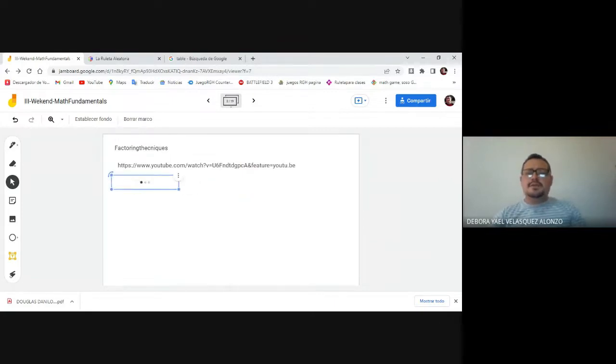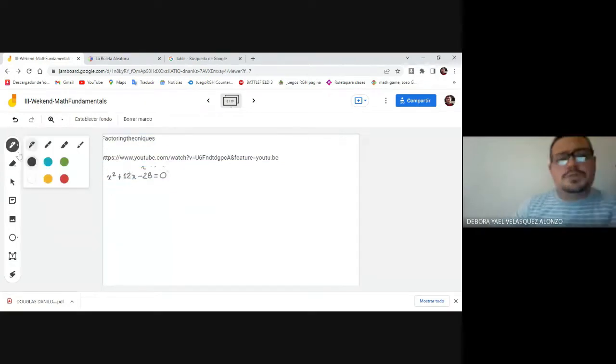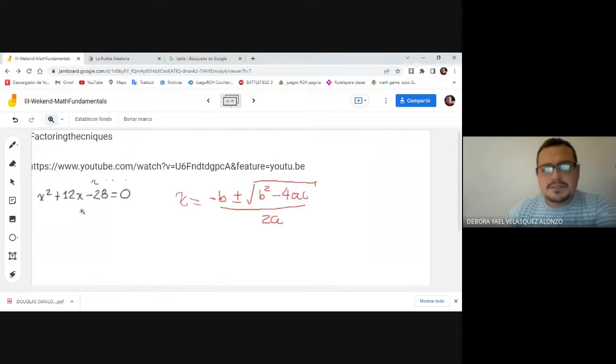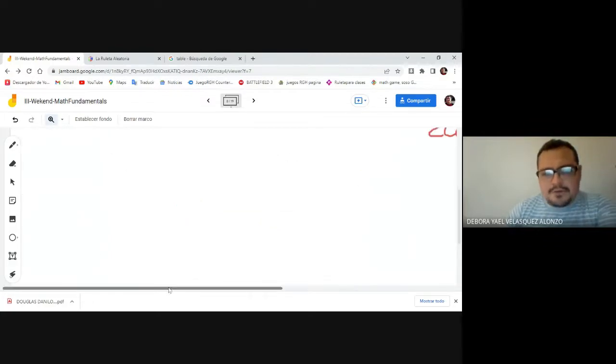How can we solve this one? By using the quadratic formula. Quadratic formula is x equals negative b plus or minus the square root of b squared minus 4 times a times c, divided by 2a. The situation is, from where do I get a, b, c? From where do I get these ones? Okay, I will get it from this variable expression that I have over here.